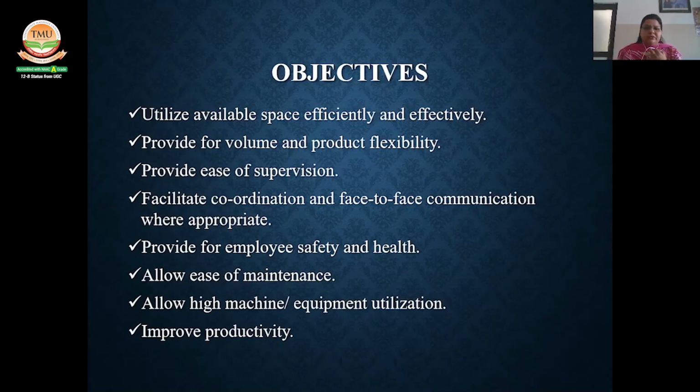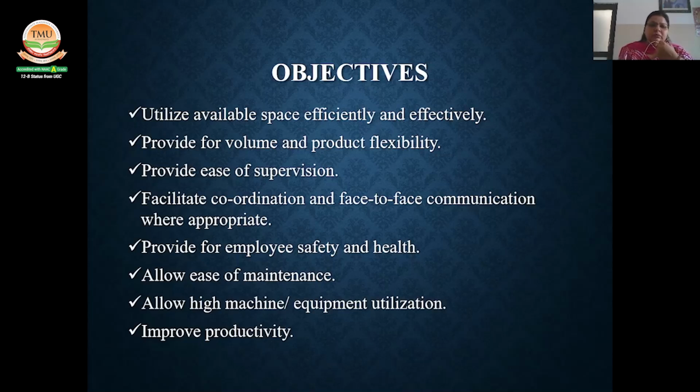Next objective is to utilize available space efficiently and effectively. When we make a layout, we try to use small places, because the place is small, the availability of resources should be near to you. It will be in a centralized manner, so the efficiency of work would be high.